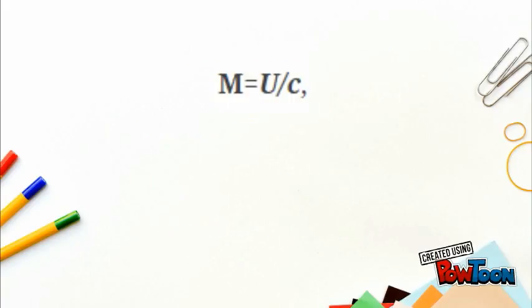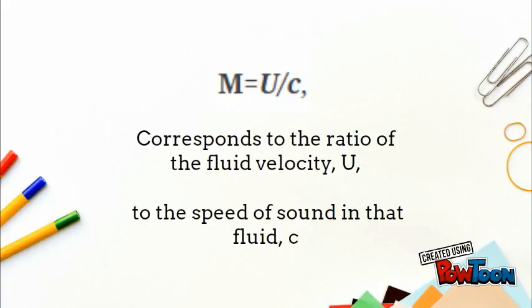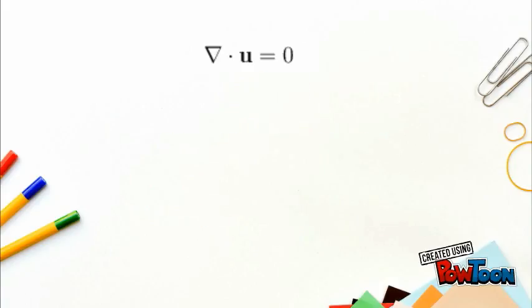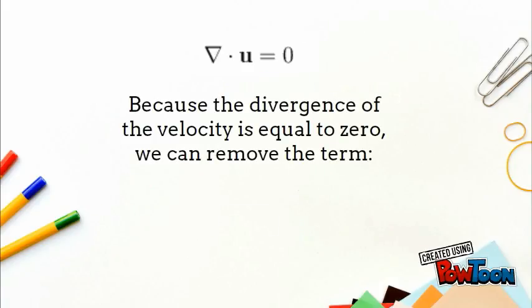Now, the Mach number formula is shown as follows. It corresponds to the ratio of the fluid velocity U to the speed of sound in that fluid, C. The Mach number measures the flow compressibility. In the flow past a backstep example, when the Reynolds number equals 100 and the Mach number equals 0.001, it means that the flow is laminar and nearly incompressible.